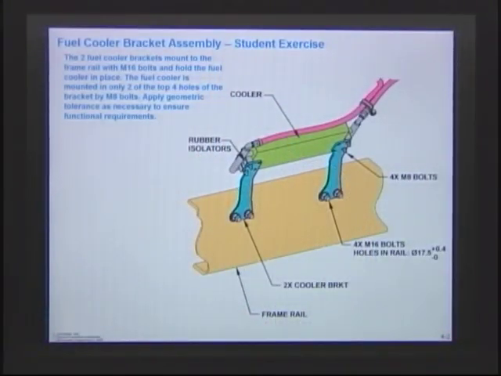Now, this is a fuel cooler bracket. This here is an example, an application of a large truck. This is a large 18-wheeler truck, and this here is its frame rail. So you can imagine I have a frame rail on this side and I have a frame rail on the other side.